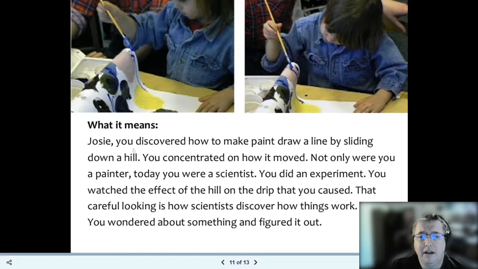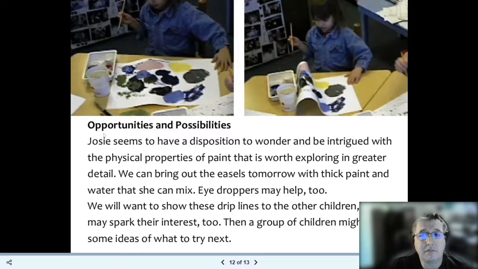Josie, you discovered how to make paint draw a line down by sliding down a hill. You concentrated on how it moved. Not only were you a painter, today you were a scientist. You did an experiment. You watched the effect of the hill on the drip that you caused. That careful looking is how scientists discover how things work. You wondered about something and figured it out.